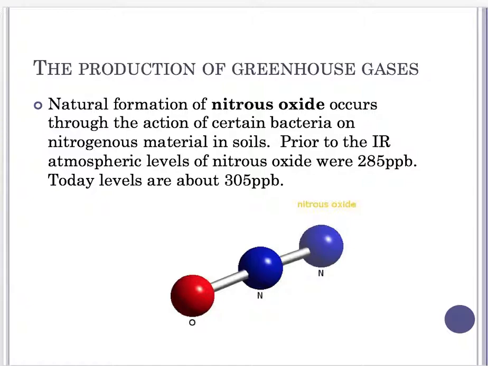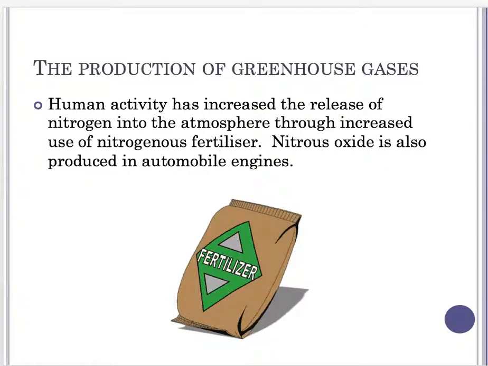So, natural formation of nitrous oxide occurs through the action of certain bacteria on nitrogenous material in soils. Prior to the Industrial Revolution, atmospheric levels were 285 parts per billion. Today, they are at 305 parts per billion. Human activity has increased the release of nitrogen into the atmosphere through increased use of fertilizer. Nitrous oxide is also produced in automobile engines.